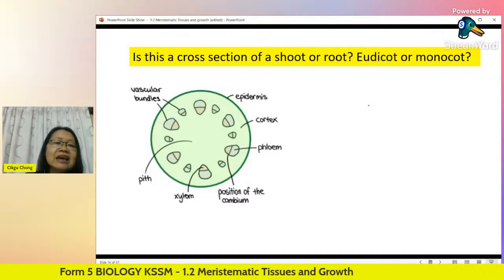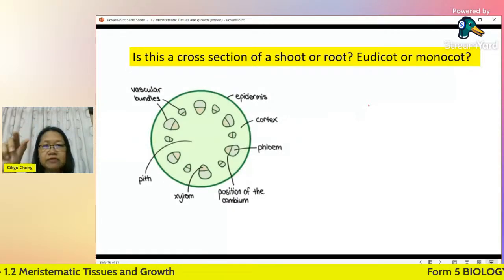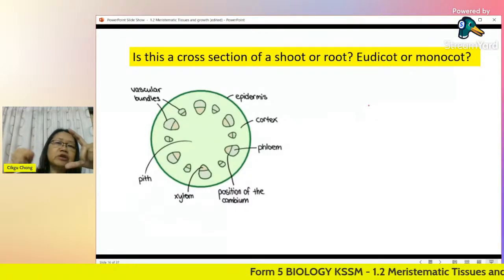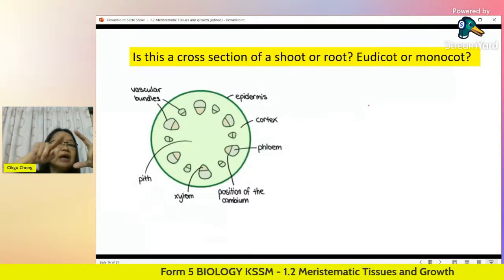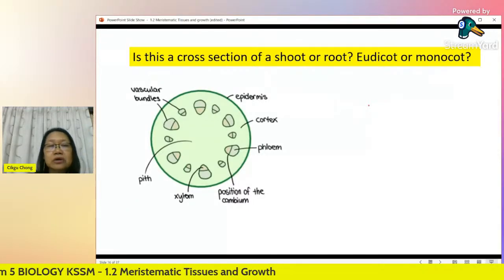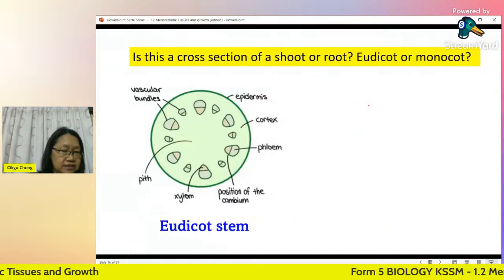It's fine. So this is actually, you will see that the vascular bundles are very uniformly arranged in a circular manner, and there's a pith in the middle. So this is a eudicot stem.